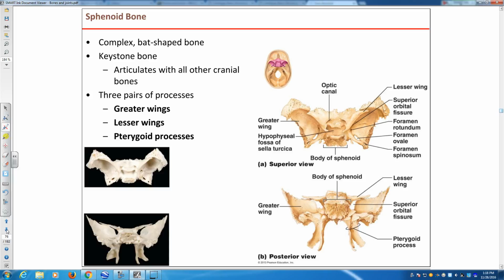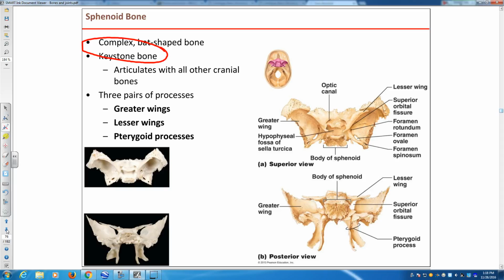Sphenoid bone. I suggest during the break you come and check it out. I think it's the prettiest bone in the body. They say it looks like a bat, but I'd rather say it looks like a butterfly. It's more romantic. It's also the so-called keystone bone. It articulates with all other cranial bones, which means it forms joints with pretty much all of them.